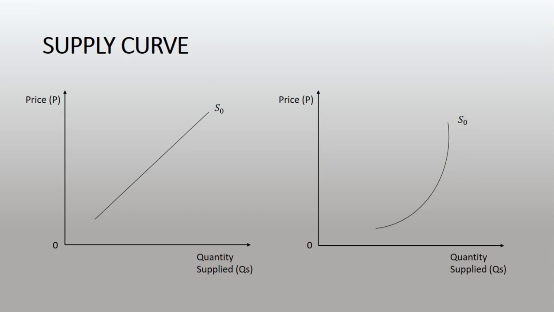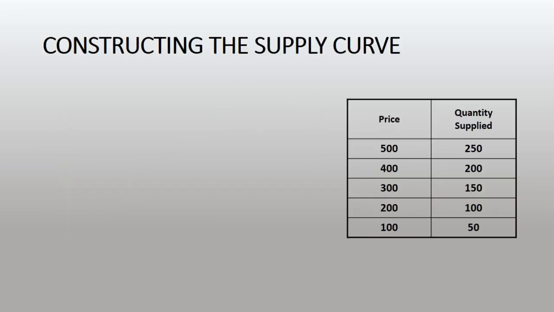So let's get into how we actually construct or how we actually draw the supply curve. On the right hand side, we see a table that has the different prices of our products, and the quantity supplied at each price. If we have a quick glance, we can see that as the price decreases, the quantity supplied also decreases. This illustrates that relationship between price and quantity supplied.